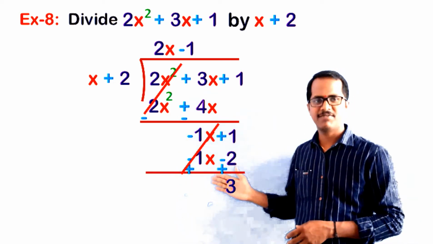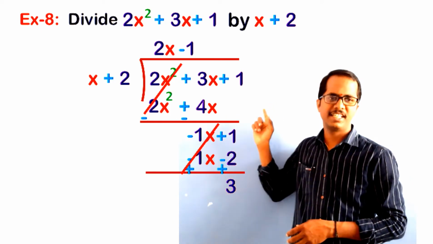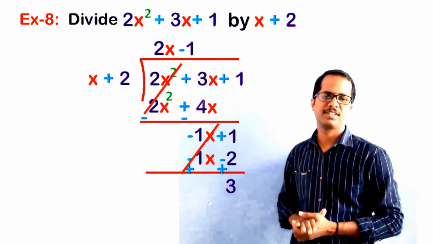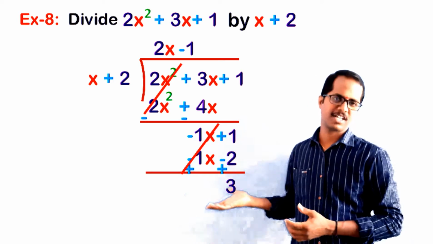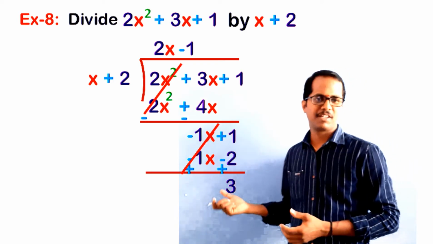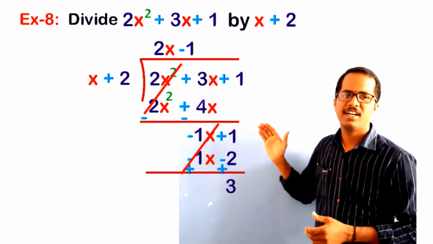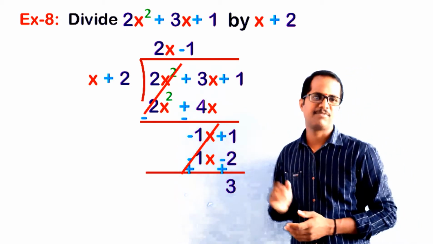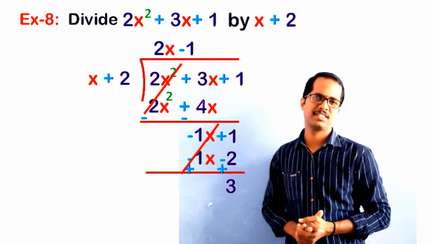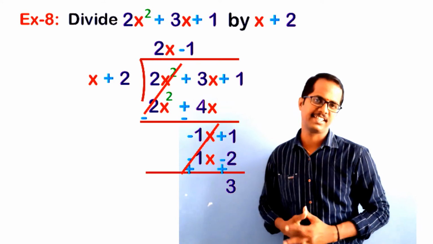Now the degree of the remainder, that is 0, is less than the degree of the divisor, that is 1. Now we can stop the division process, since we get the degree of the remainder less than the degree of the divisor. Now this is the process of doing division of polynomials, which we already learnt in our previous class, that is in 9th class.